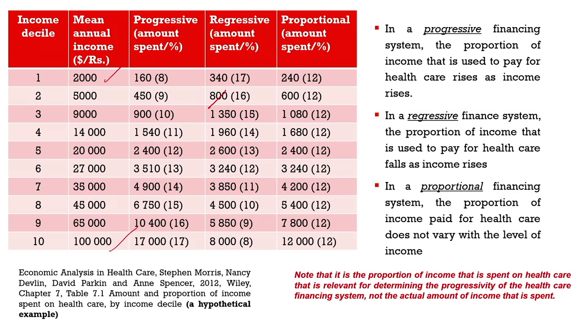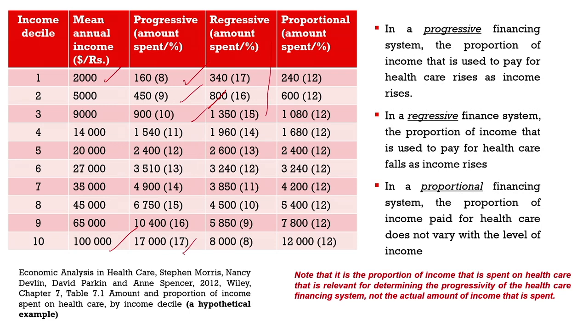Now, the third column shows the progressive healthcare system, basically saying what is the proportion of income that is spent on healthcare. So, of the annual income of 2000 rupees or dollars, let us say, people in the first decile spend about 160 units of money, which translates to about 8% of their income, and that is how we can look at the other figures also. The third column shows that as income rises, the proportion of income that is spent on healthcare also rises. In the first decile, when mean annual income is 2000, the proportion spent on healthcare is 8%, and then it keeps rising to 9%, 10% till about 17%.